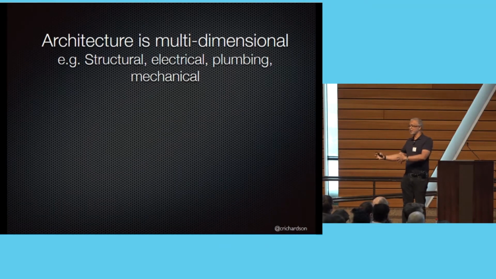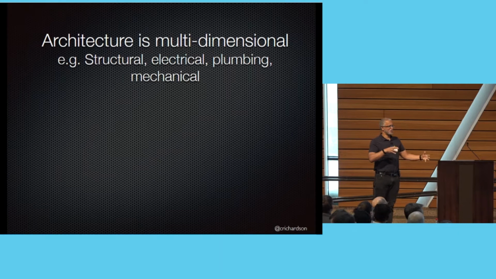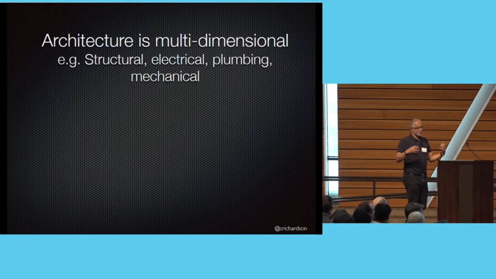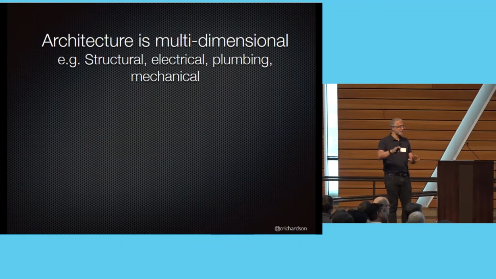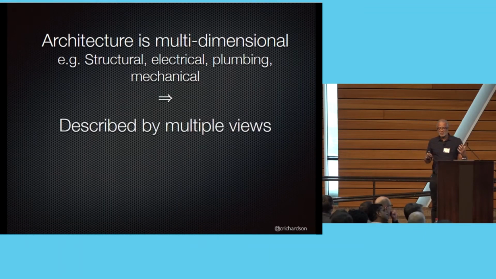But if you're the electrical engineer, then you're interested in the electrical architecture. And if you're into plumbing, pipes and tubes and all of that, then that's an entirely separate architecture. So in order to properly describe the architecture of this building, you need multiple blueprints, each describing what matters to a particular set of stakeholders. And software architecture is pretty much the same way.